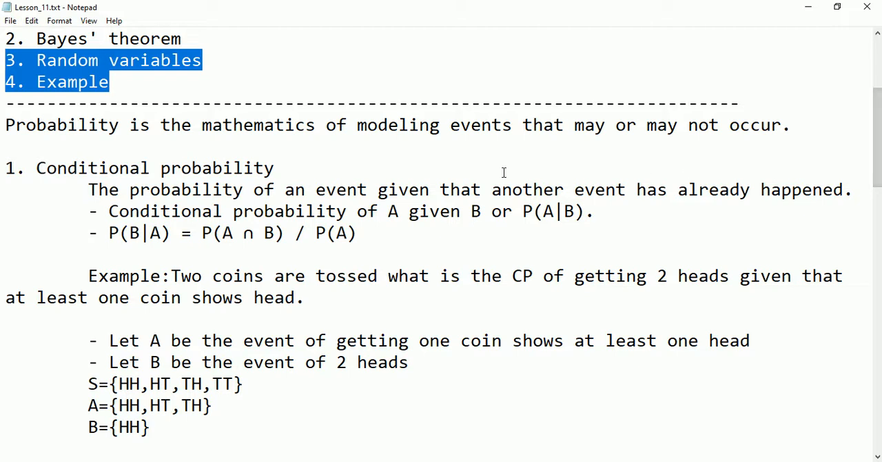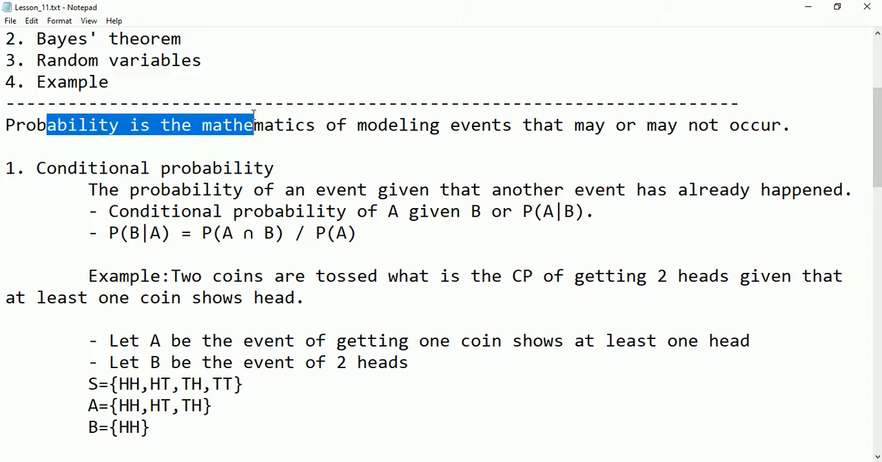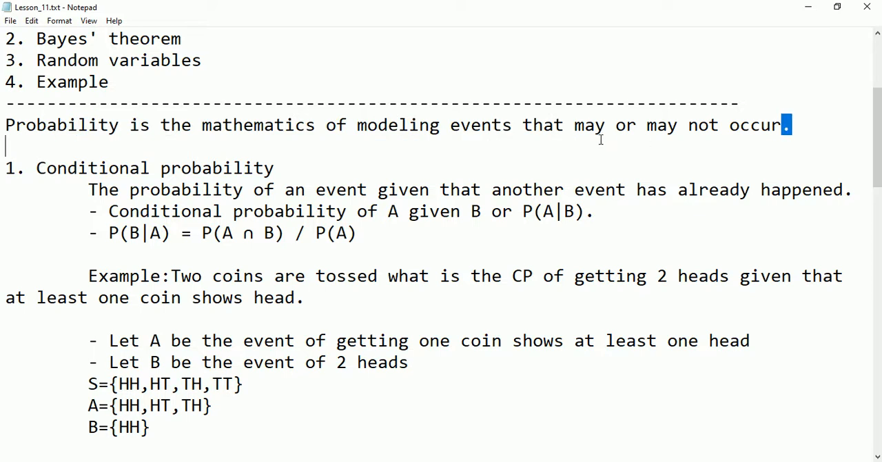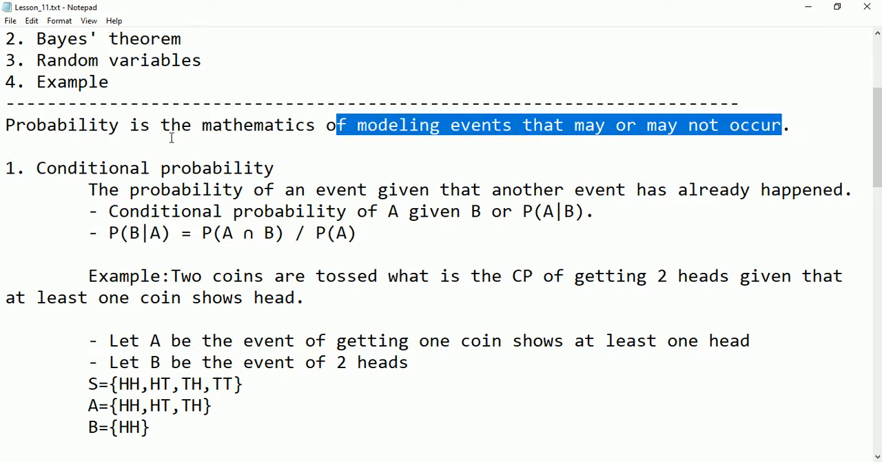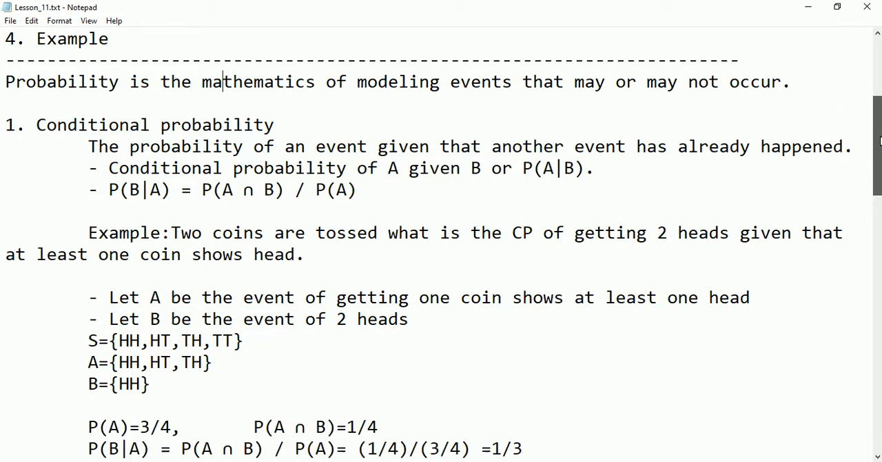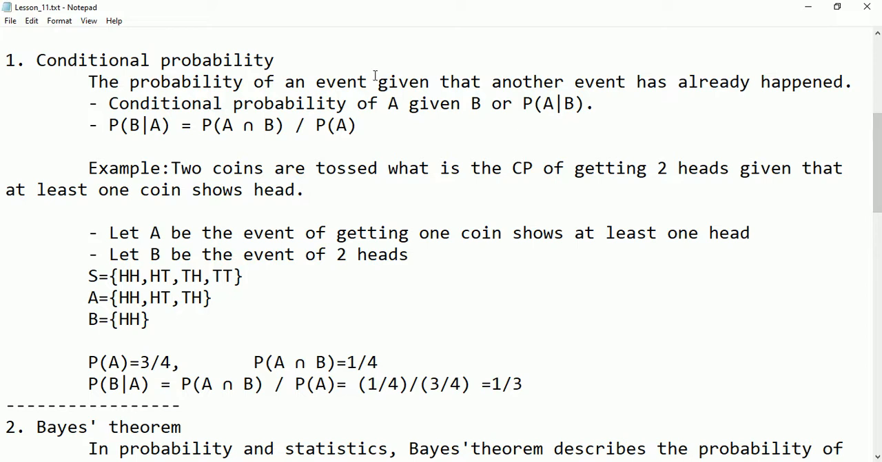First topic. So before that, as we mentioned in the previous lecture, probability is nothing but a branch of mathematics. It is used for modeling the events that may or may not occur. That is why we need probability to understand, and we use it in modeling and data science. It is a prerequisite also. So now let's see conditional probability.